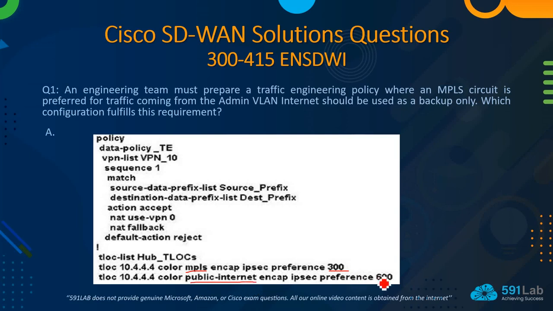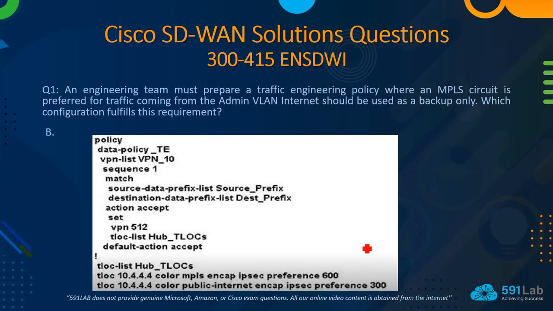For the first option that we have, MPLS is 300 and public Internet is 600. So A is not the correct answer. So let's move to the next choice. Okay, here we have MPLS with 600, which looks fine, and public Internet with 300, which looks fine. Now let's see the policy itself.